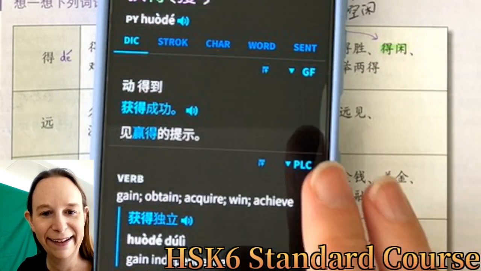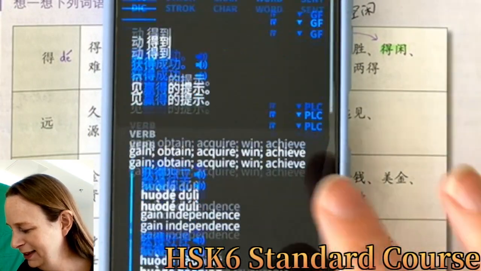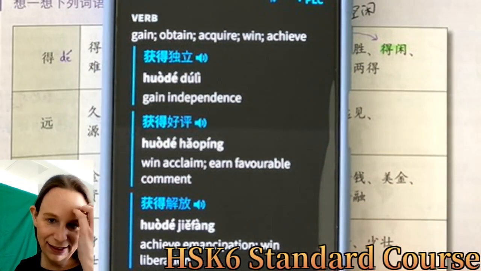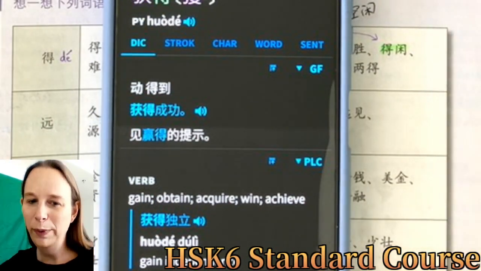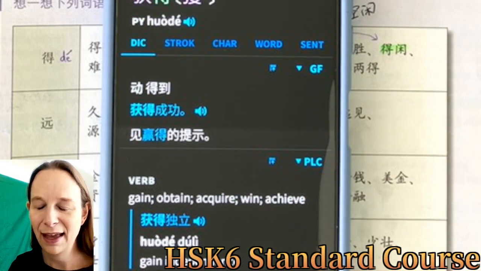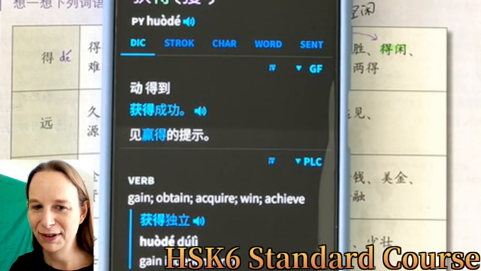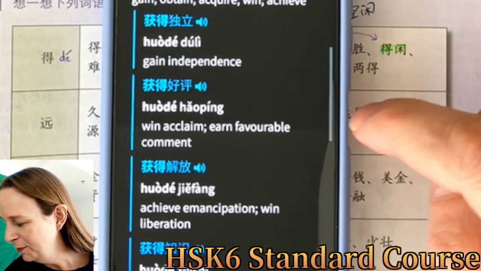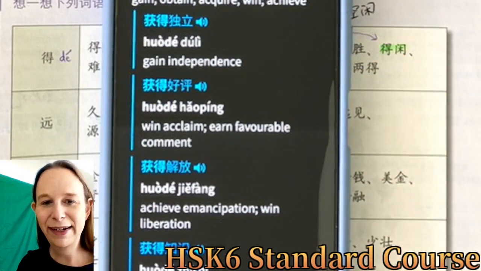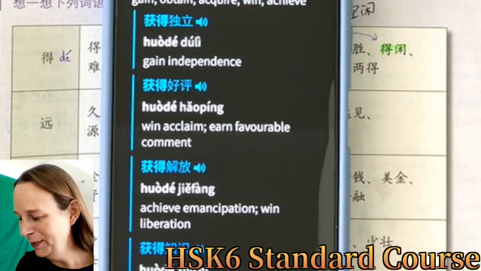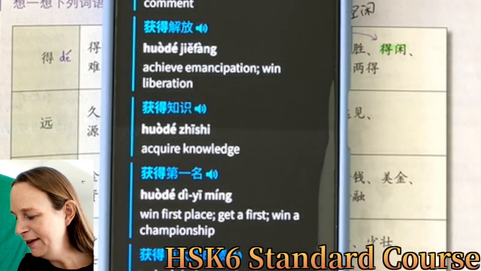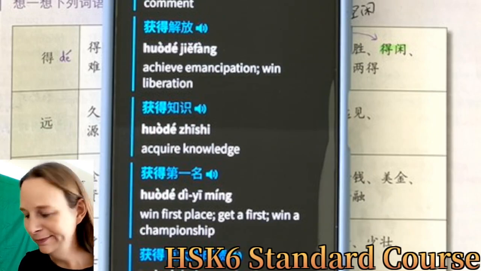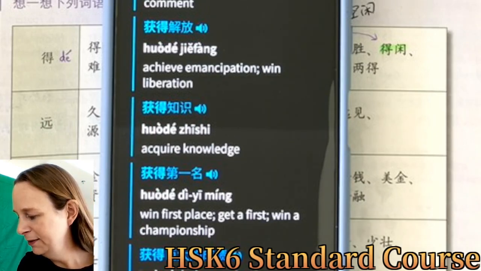得到, okay. 获得成功，获得独立, gain independence. So I think 获得 has more connotations of like you win or you do something through hard work or struggle. 获得好评, yeah, you win good comments. Earn favorable comments. Yeah, this is more hard work, right? 获得解放, achieve liberation. 获得知识, acquired knowledge.